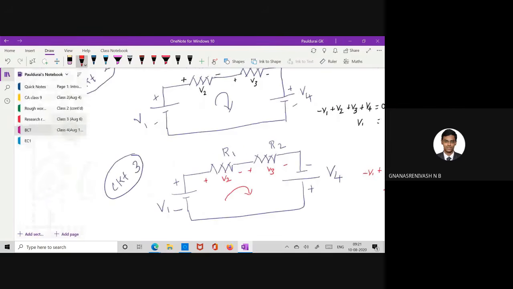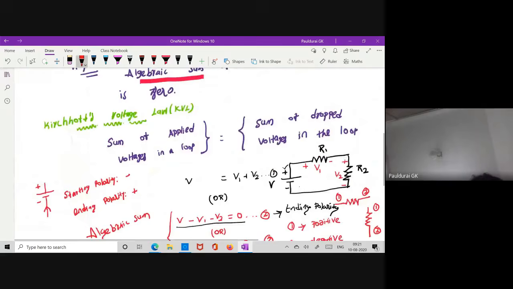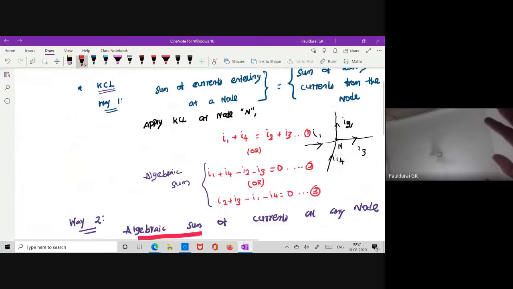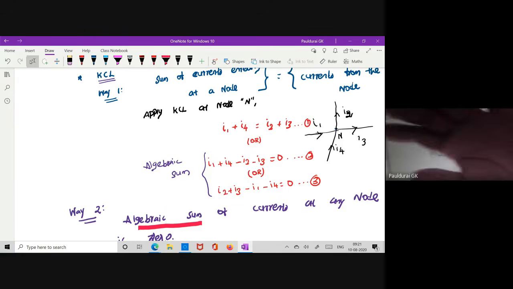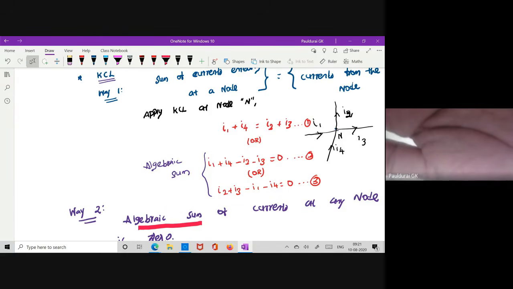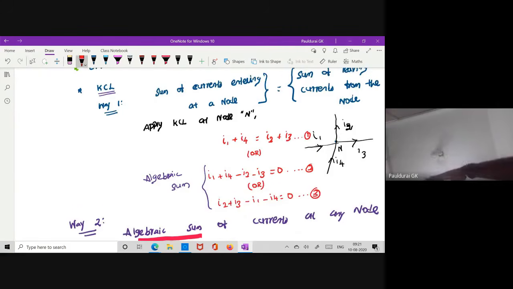So sir, listen. In KCL actually we have two ways, right? Which one are we going to follow, way 1 or way 2? We are going to follow way 1, because it is easy to find whether the current is entering or leaving.